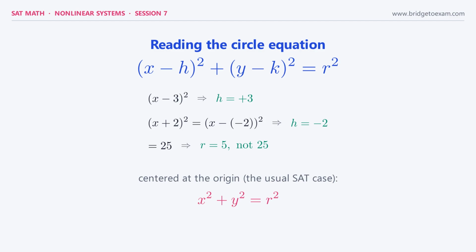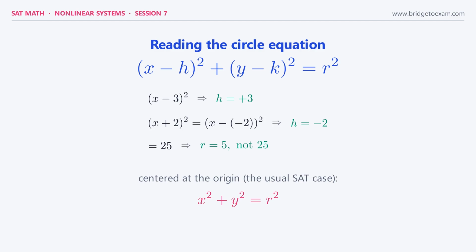Read that carefully, because the SAT hides information in it. The center is h and k, with the opposite signs of what you see written. If the equation says x minus 3, the center's x-coordinate is positive 3. If it says x plus 2, rewrite that as x minus negative 2, so the coordinate is negative 2. And the right side is r squared, not r. If it says 25, the radius is 5, not 25. Two sign traps and a square root trap all in one line.